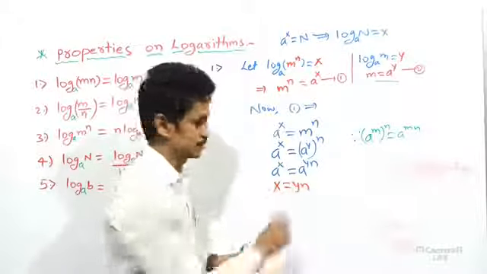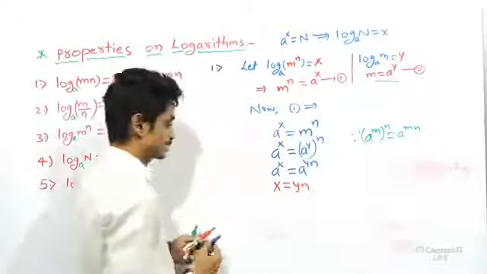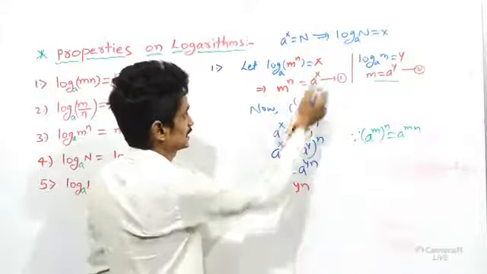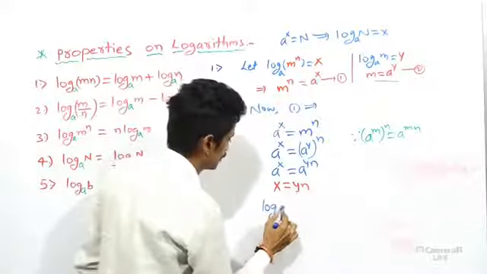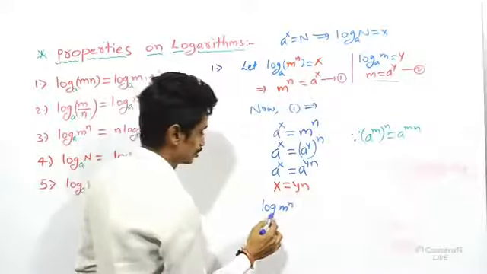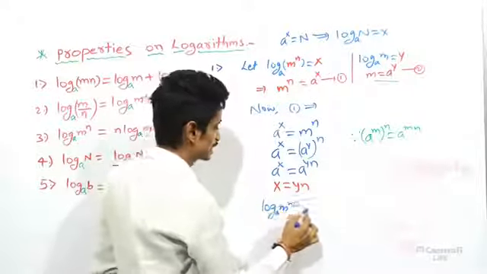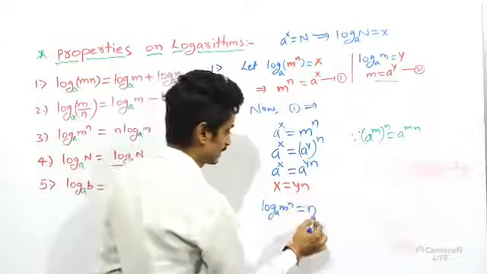These are the real numbers, that's why it holds. Now, what is actually n? X here, according to this one, log of m power n to the base a is equal to n. I will write it first.